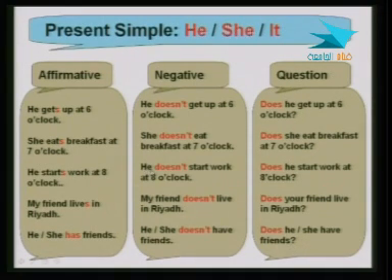Okay. So these are more examples and more explanation of the present simple tense using he, she, it, and how to make affirmative and negative sentences. Okay, let's move on to another slide.